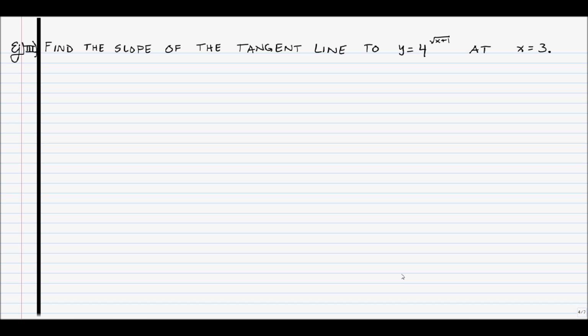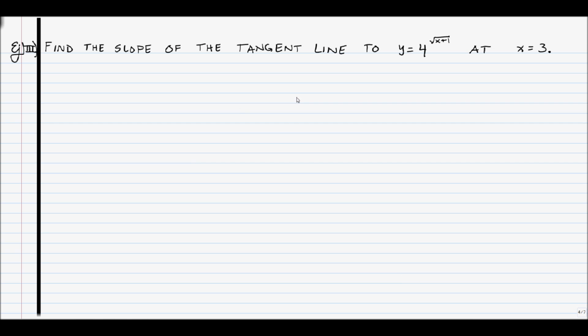We're going to apply this guy, and we're going to find the slope of the tangent line to the function 4 to the square root of x plus 1 at the x value 3. So we're going to see what the slope is at that point. We don't need to find the entire tangent line. Of course, we know how to do that. We're just not going to do it right now. So what are we going to do?